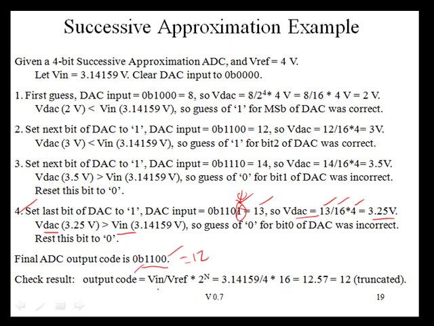Let's check the result. Let's compute Vn divided by VREF times 2 to the n. That should give us what output code we should get. So we get 3.14159 divided by 4 times 16, which is 12.57. We truncate that, and we do get 12.